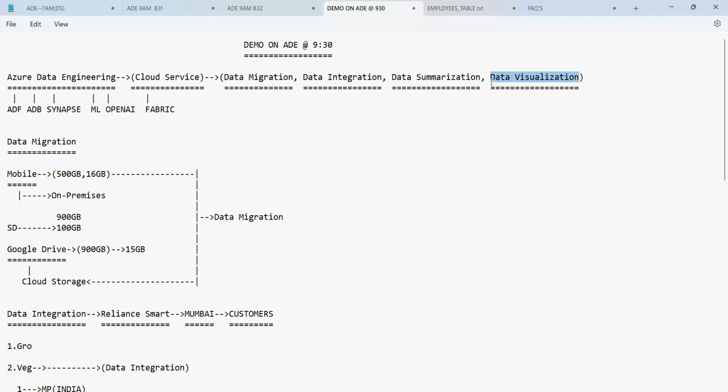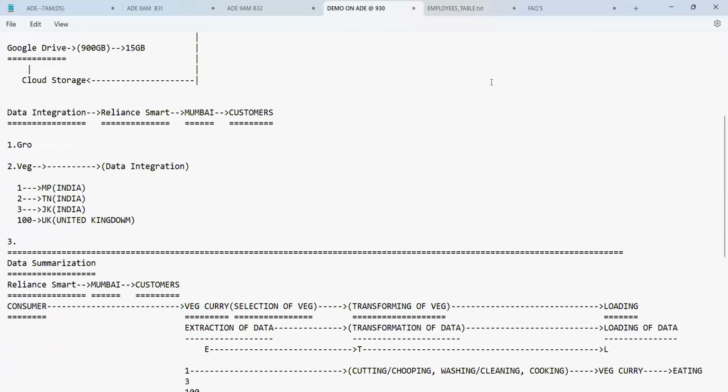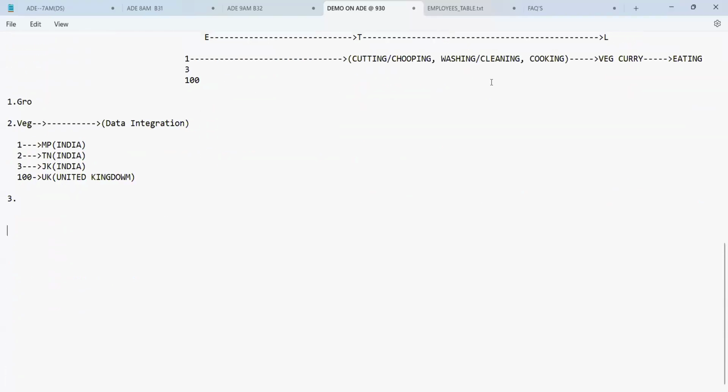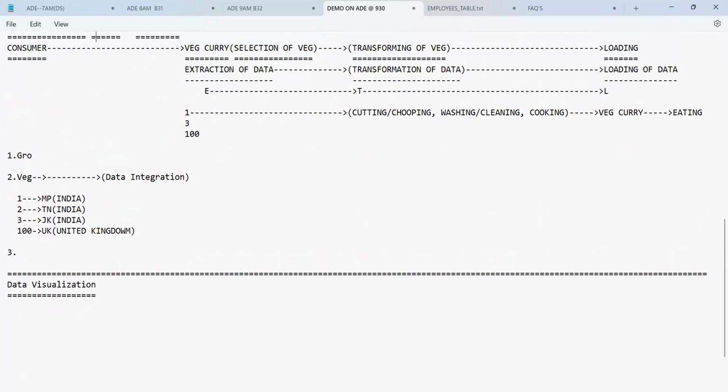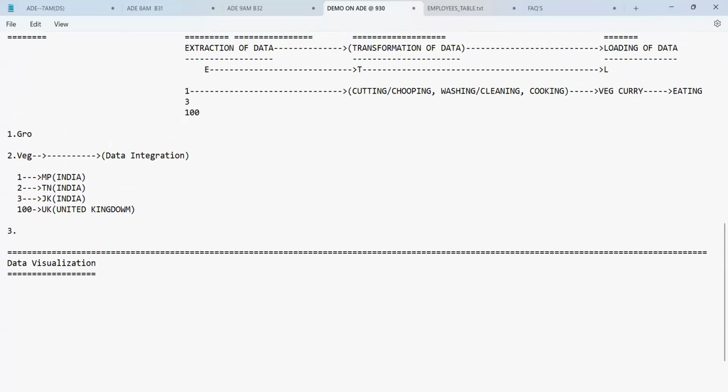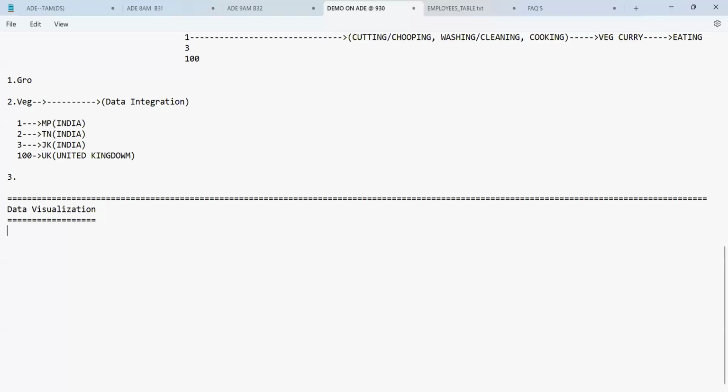What is data visualization? I will take an example here, everyone. Data visualization is another process wherein you perform the same process. Let us say, I'll take another example. Here I have some sales data.